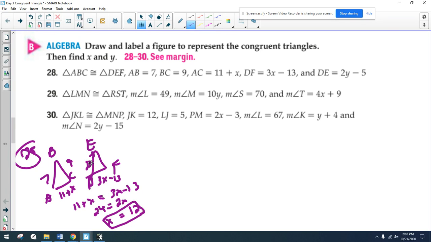Okay, also for the y, this one is going to equal to the 7. So the 2y minus 5 equals 7. Add the 5 to 7 to get 12, divide, and you get 6. Okay? Pause me, try the next one.